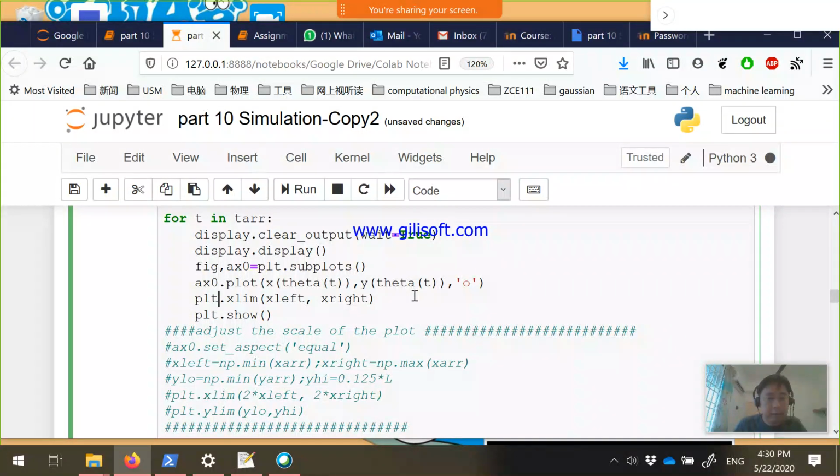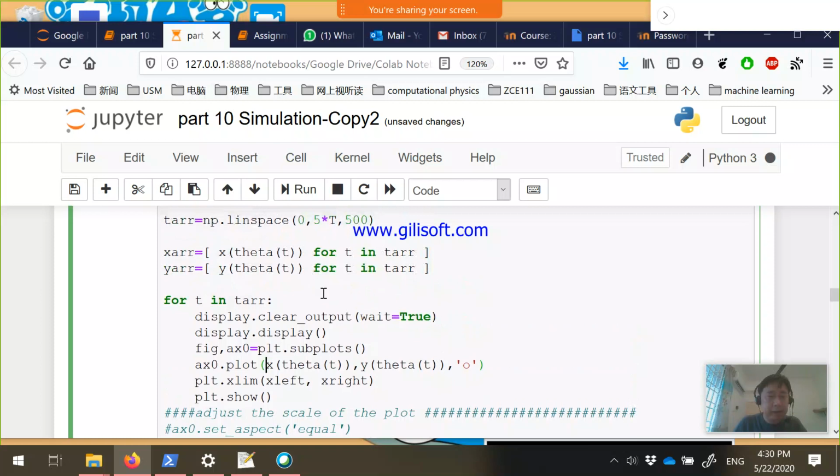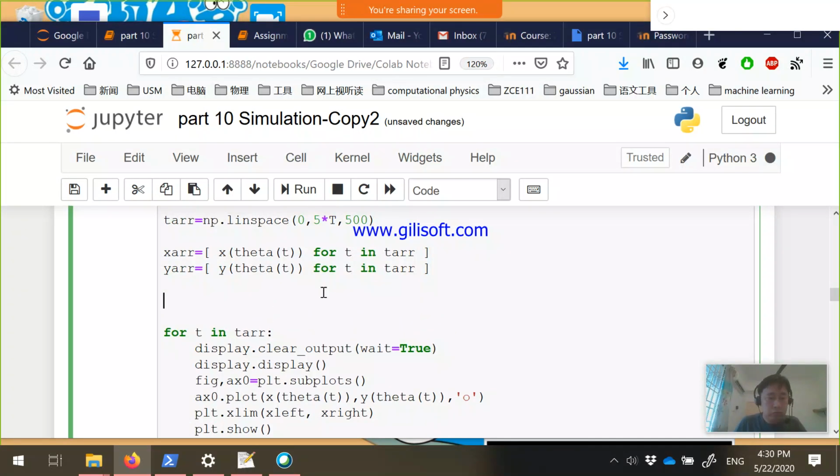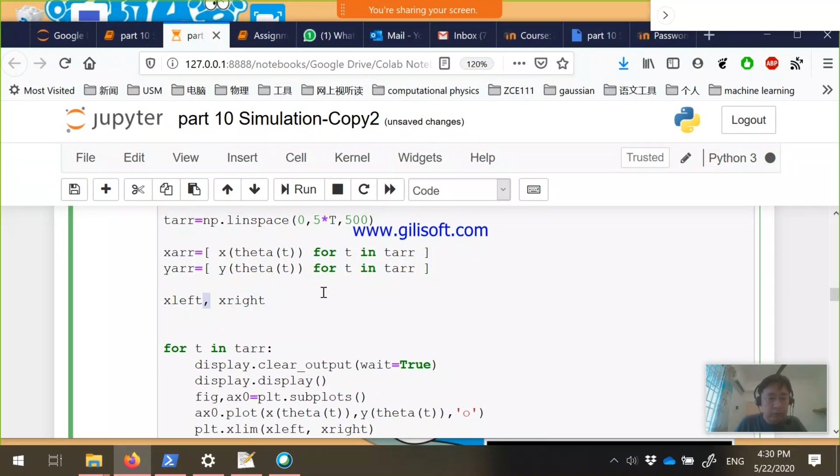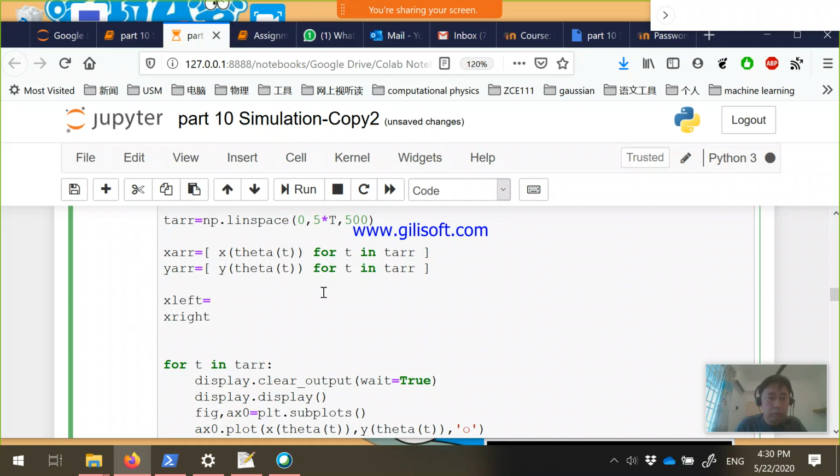So I would like to fix the axis by using this method. I want to plot the axis. I will fix the limit for x to have a value of x left and x right to be the value of x right. Now what is x left and x right? I'm going to declare my x left and x right here.